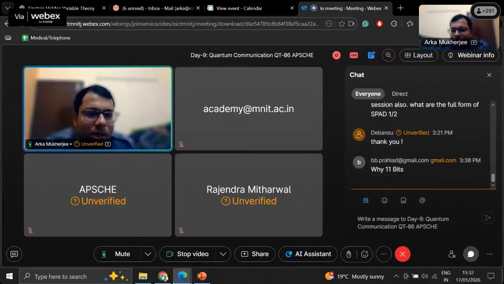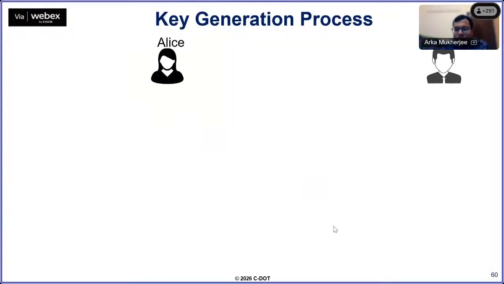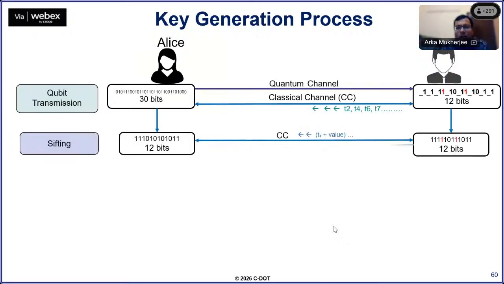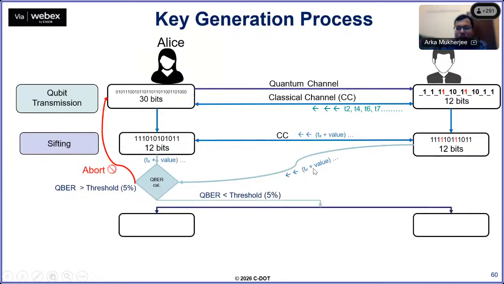Okay, so someone is asking why 11 bits, because I have taken an example here. We started with 30 bits, 12 bits were received, and 1 bit I disclosed in this stage. I disclose only 1 bit. So the typical value is 3% here.